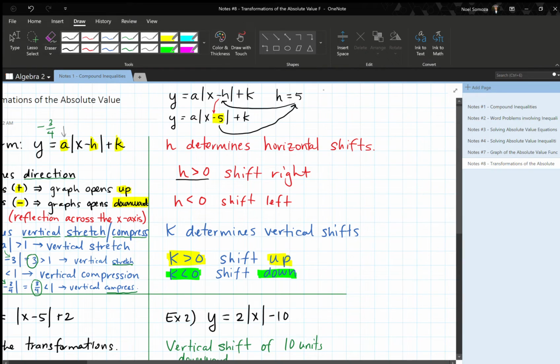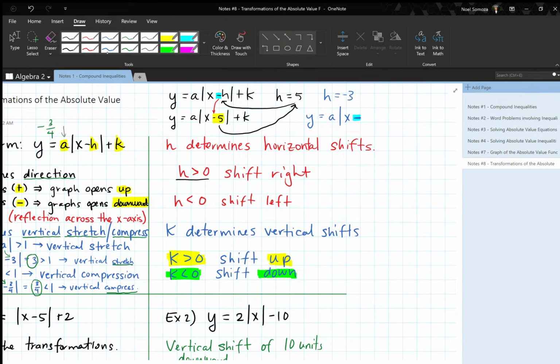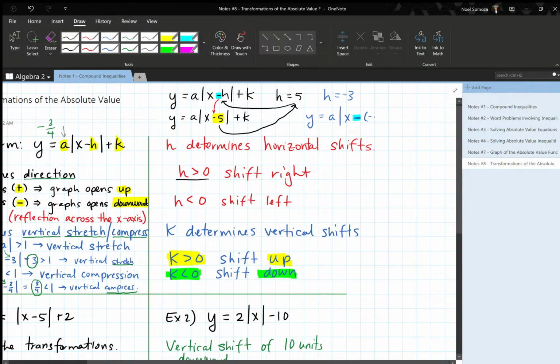So let's say, for example, h is negative 3. Okay, if I were to plug that in, I would have y equals a absolute value of x minus, this is the minus that comes from the function. Okay, it's the same minus as this guy over here. These minuses are the same thing. But then because I plugged in negative 3, then it's parentheses negative 3, close the absolute value, and then plus k. So what happens with these two negatives?